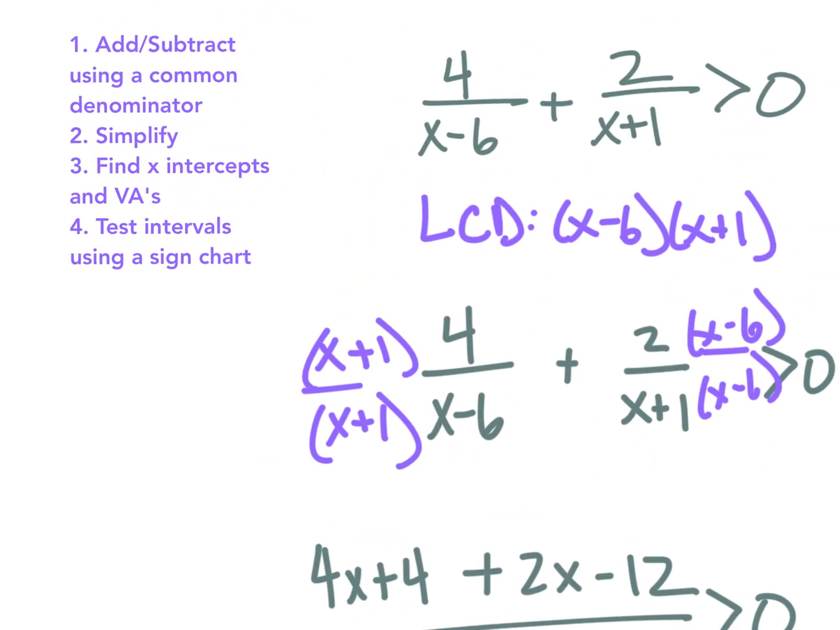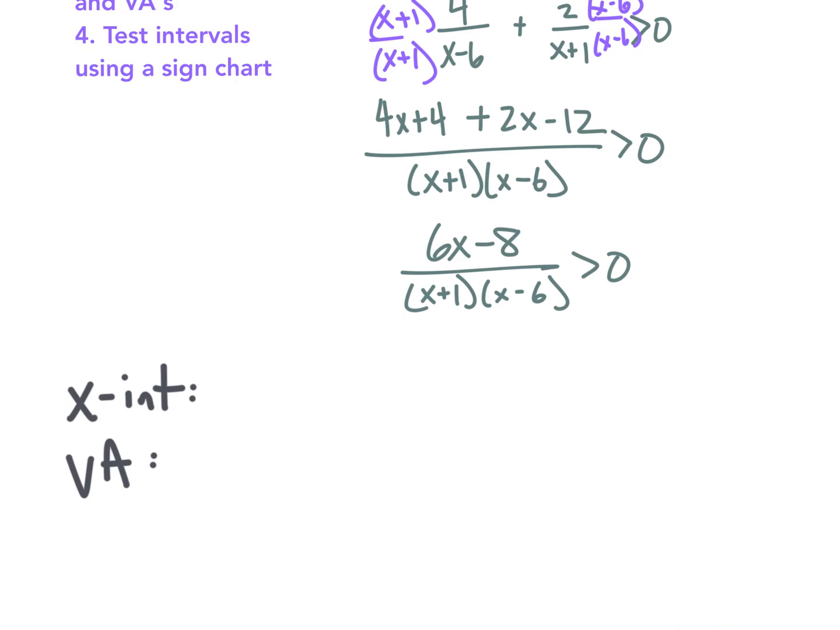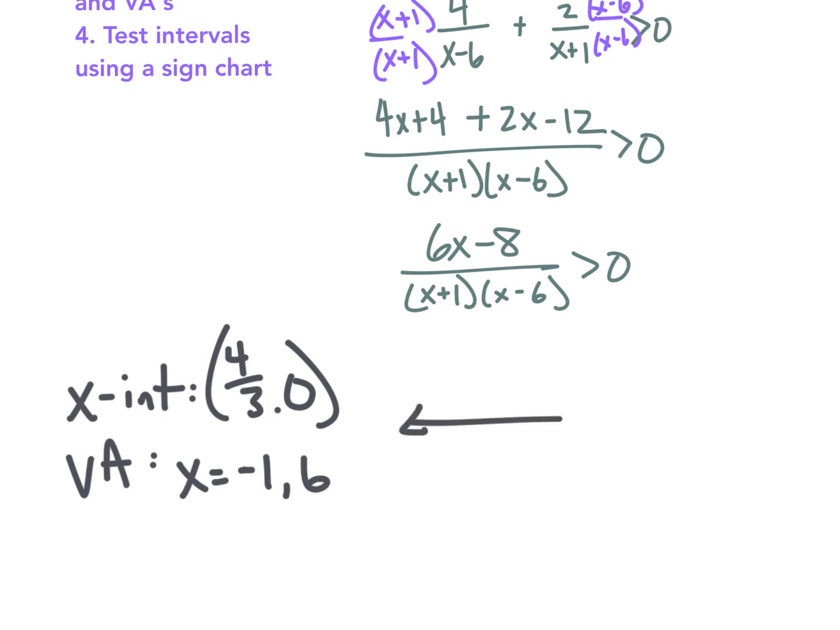All right, so let's look at these last two steps. Find the x-intercepts and vertical asymptotes, and then we'll test the intervals using a sign chart. All right, to find the x-intercept, we set the numerator equal to 0, and we get an x-intercept at 4 over 3, 0. And the vertical asymptotes come from the denominator, x equals -1 and 6. So I'm going to plot all of these on a number line, and now I'm going to put this into my calculator and test points in these intervals to see if they're positive or negative.